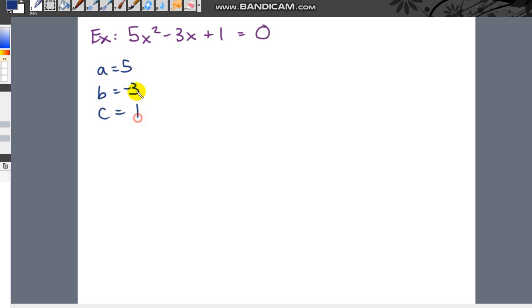Okay, clearing the screen. So let's say I give you something like this. Last example looks something like 5x squared minus 3x plus 1 equals 0. Again, we have something of this form. We're going to use the quadratic formula right off the bat. A is 5, B is negative 3, C is 1. So we're going to go ahead and use that lovely quadratic formula.